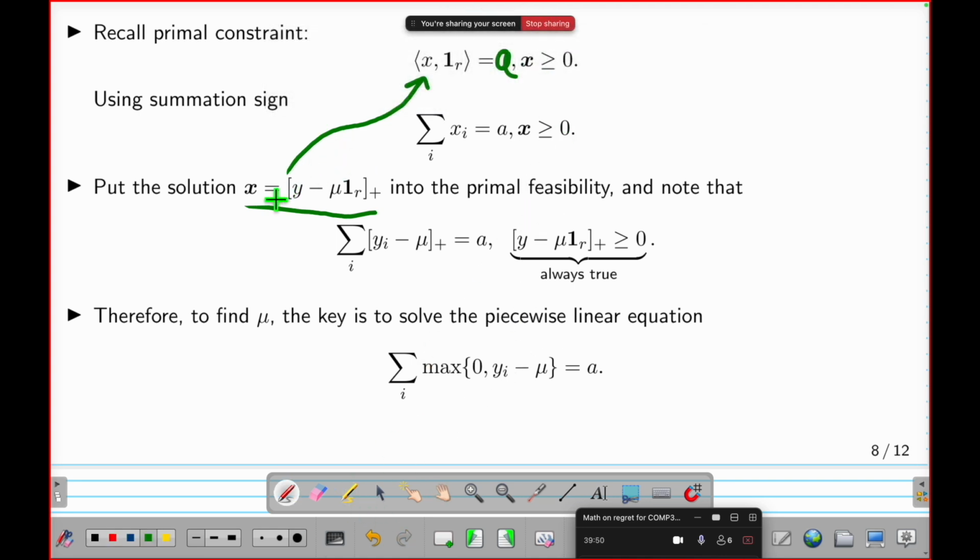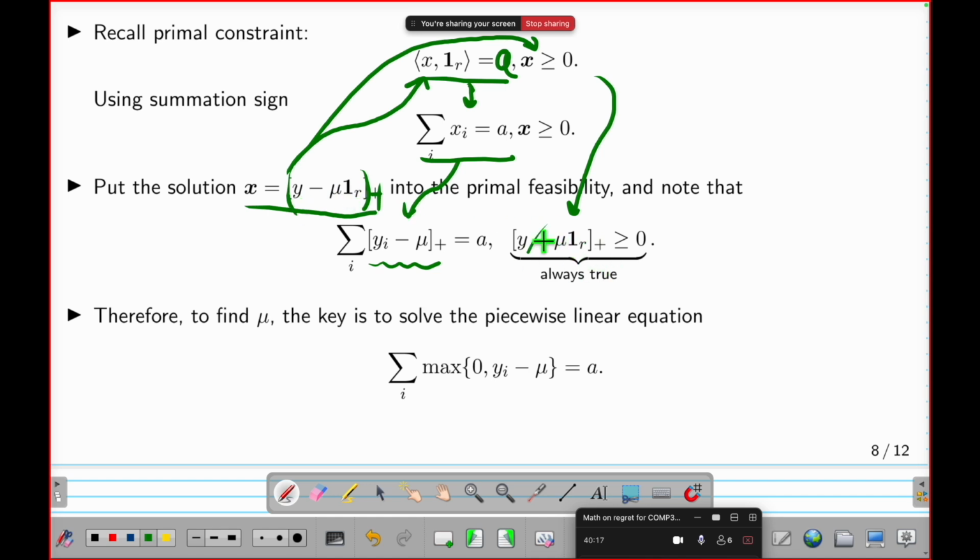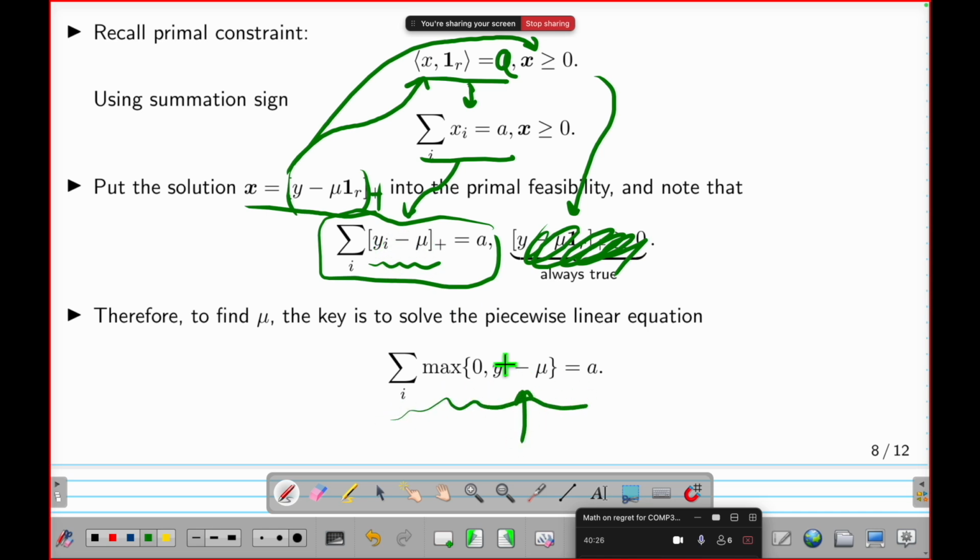Okay. So if I put this thing here, I will get this. Well, this is basically the inner product of x and 1. So that means the summation of x is A, right? If I put x inside this thing here, then the summation of each of them is A, right? And now if I put this thing inside here, it means this thing is always larger than 0, right? But this bracket plus is always true, so I don't care. So I will have now this thing. So what does it mean? It means the mu is a funny number that if I solve this piecewise linear equation, then I will solve the Lagrangian multiplier.